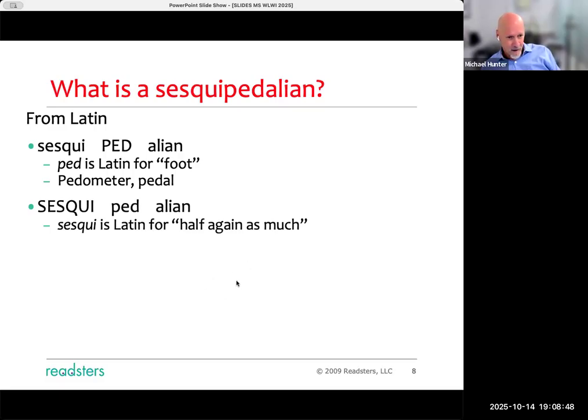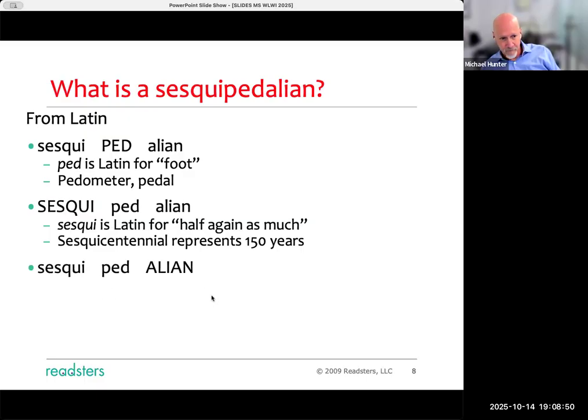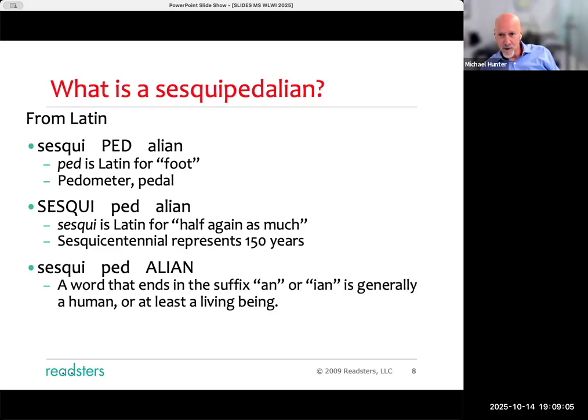And then we get our suffixes on there. They're actually combined there too. The alien part. And if we think of the Ian part, we can think of Indians and Martians. And Ian tells us that it's a person who does something, or a living being at least. And so we've got somebody that does something with something that's 18 inches long.